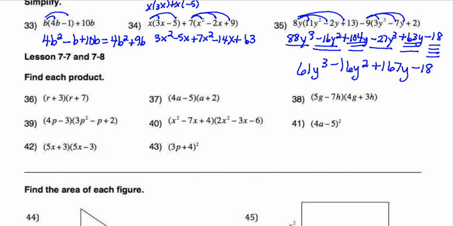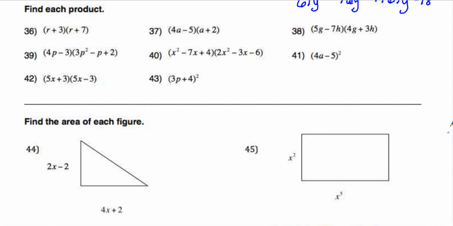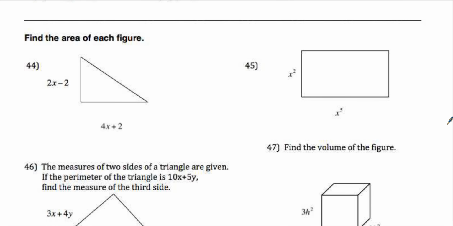So that's section 7.6. So now we need to find the products of 36 through 43, and I'm actually going to put them in the next video by themselves just so I have more room to work on them. So look for the next video if that's what you were waiting for.